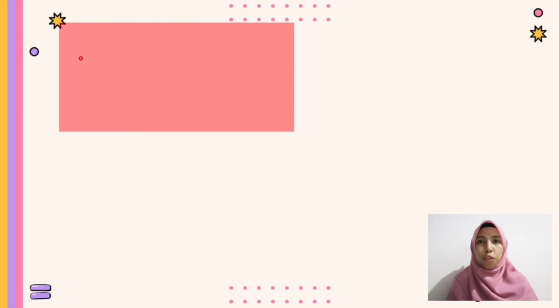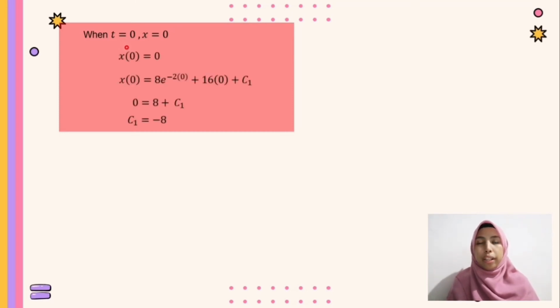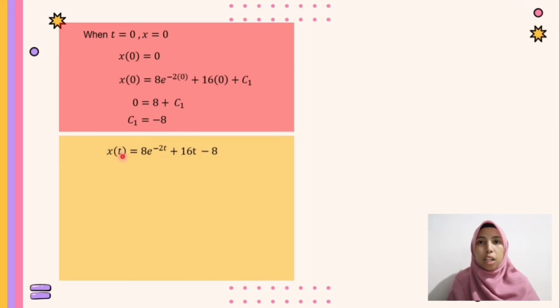Okay, then to find the constant, use the fact that x equal to 0 when t equal to 0. Substitute t and x into the equation, and we get the constant c1 is negative 8. So the equation will become xt equal to 8 e to the power of negative 2t plus 16t minus 8. After that, substitute xt equal to 3000. So the equation becomes 3000 equal to 8 e to the power of negative 2t plus 16t minus 8.